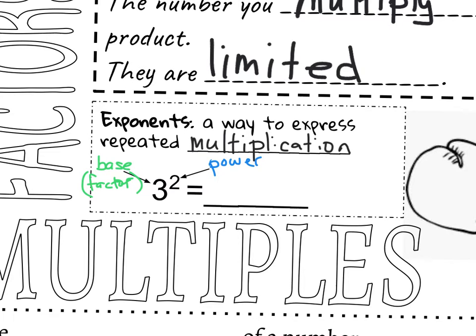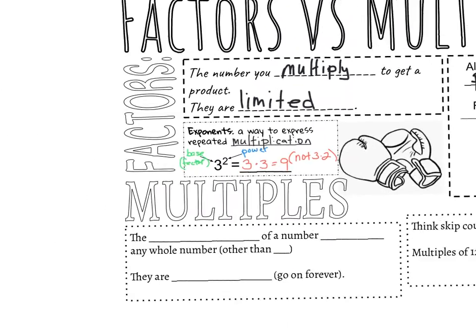So here we have a base of 3. So we have 3 to the power of 2, or 3 squared is another way you might see it. What this means is we're going to use 3 as a factor 2 times. So it becomes 3 times 3, or 9. A really common misconception is that people will just, because they know it has to deal with multiplication, do something like 3 times 2. So just make a note of that. It is not 3 times 2, right? So that's our rundown of factors.